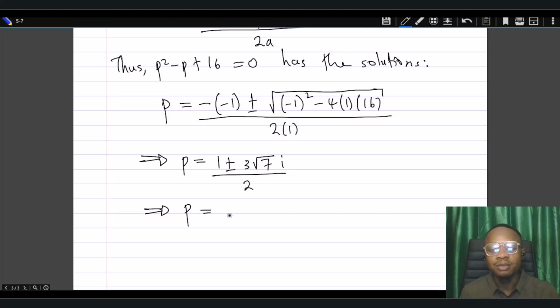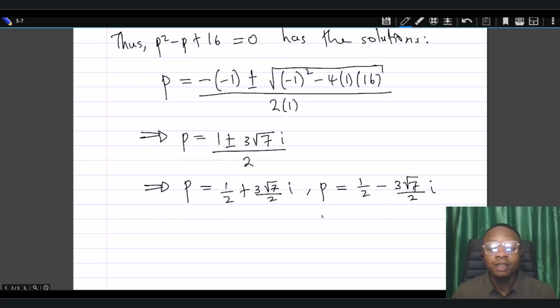Okay. So that is to say that there are two solutions here. The first one is p equals 1 over 2 plus 3 root 7 over 2i, and the other is p equals 1 over 2 minus 3 root 7 over 2i. I hope you know how I came about that. 1 divided by 2, then we take the plus, and the other one is with the minus. So this is 3 root 7 divided by 2, then i. So with this, we are good to go.